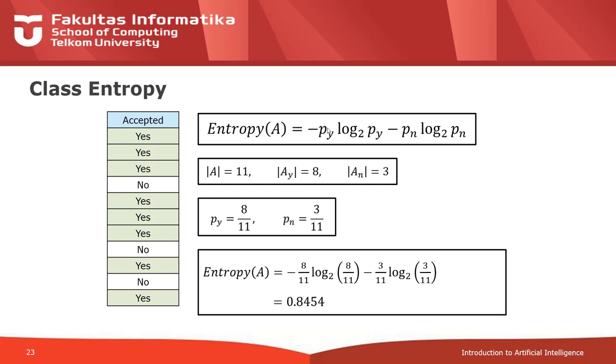So that's why the formula becomes P of Y, probability of yes, and then the probability of no here. So how to calculate probability? We need to calculate how many data there are. We have 11. And then we have 8 of yes, and then we have 3 of no. Then we put it here, and now we have the entropy of the accepted attribute.